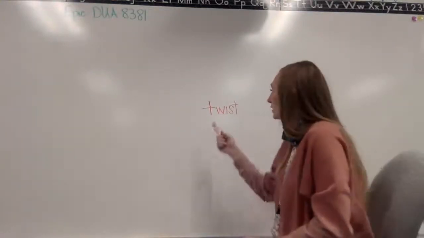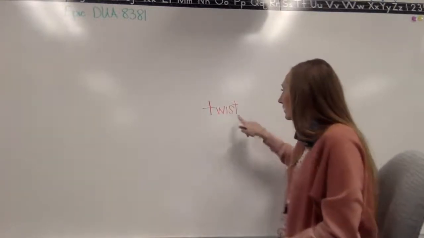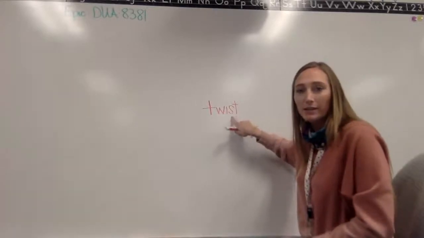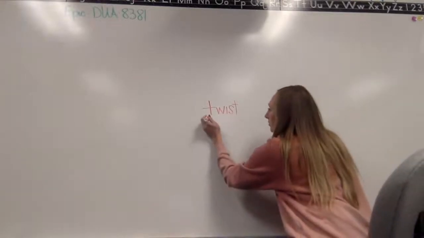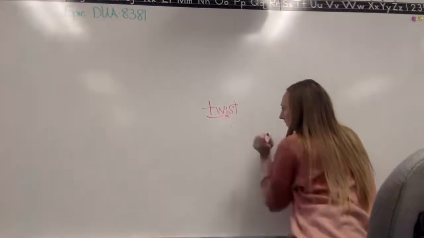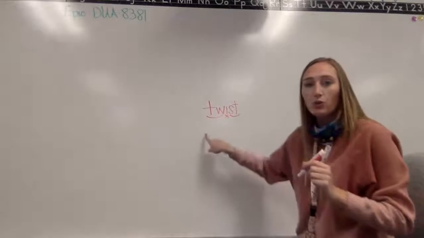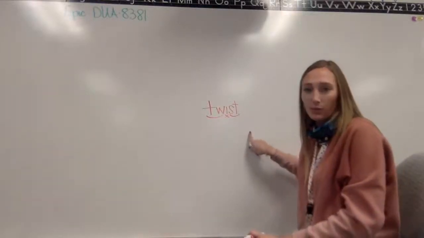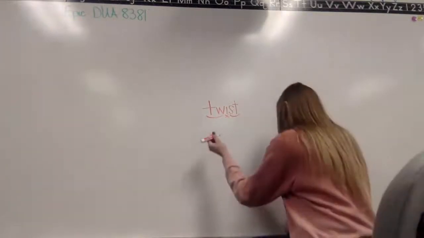Twist. Twist. And when I see this st, I notice that that's a blend as well. St. Tw. So I need to put an arc under the tw blend. And then my vowel. And then another one for my second blend. Twist. Twist. Is this a real word or a nonsense word? It's a real word. Good. Let's do another one.